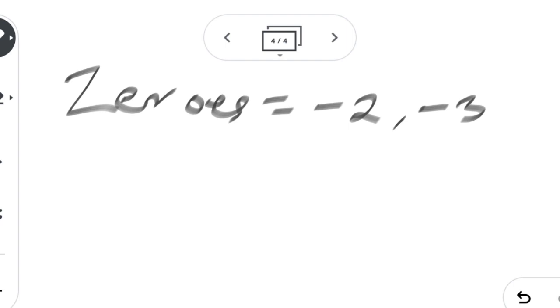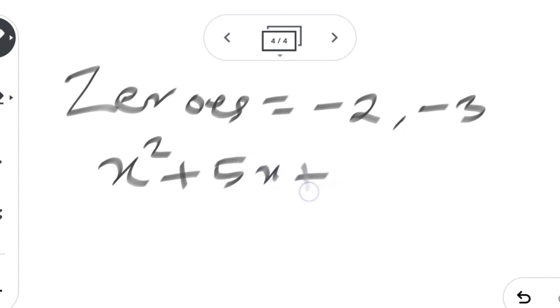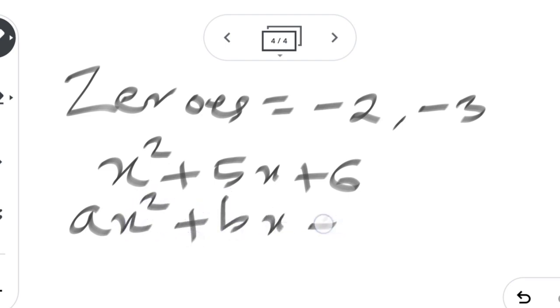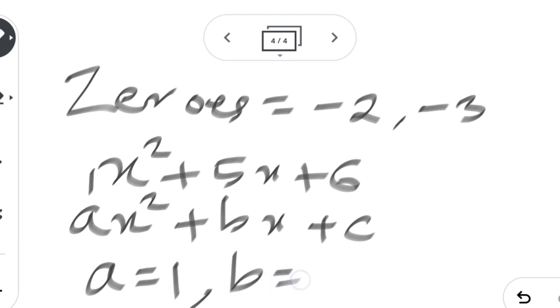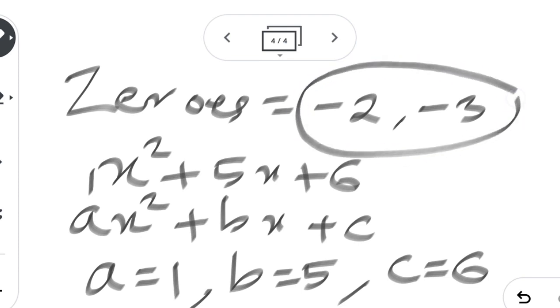Now consider the polynomial. What was the polynomial? X square plus 5x plus 6. The general form of a quadratic polynomial is ax square plus bx plus c. So by comparing, a is the coefficient of x square, that is 1. X square means 1x square. B is the coefficient of x, it is 5, and c is the constant term, 6. In this polynomial, a equal to 1, b equal to 5, c equal to 6. And we got the zeros minus 2 and minus 3.